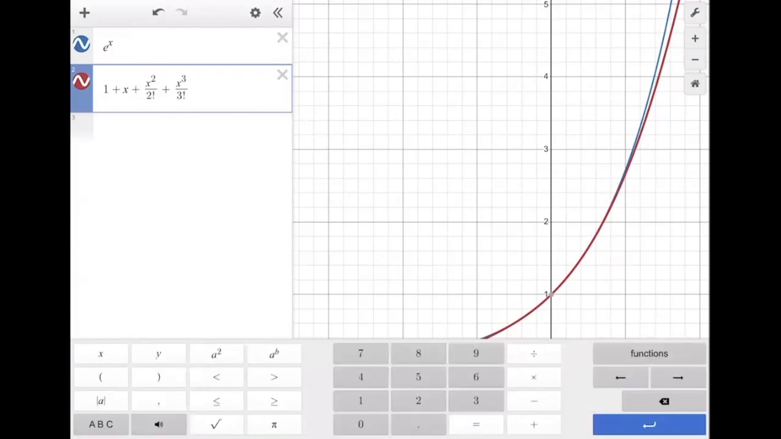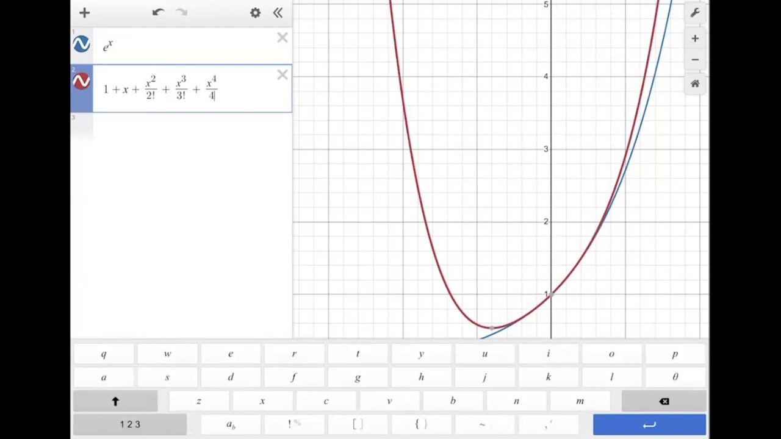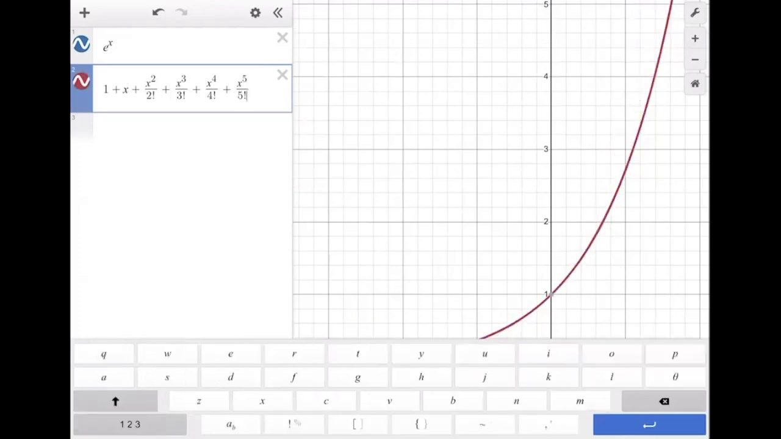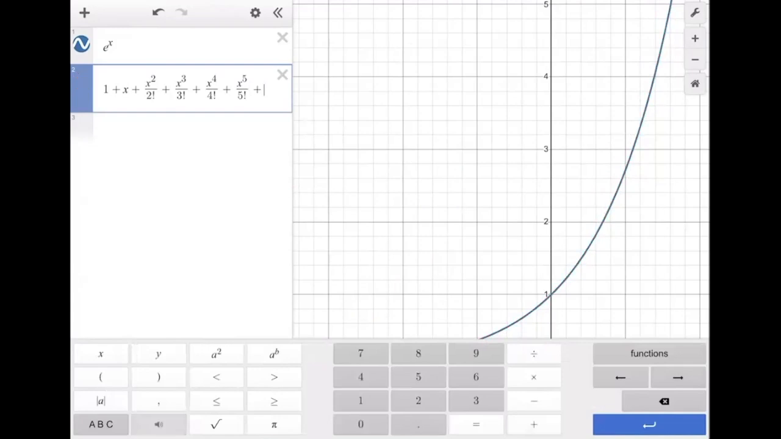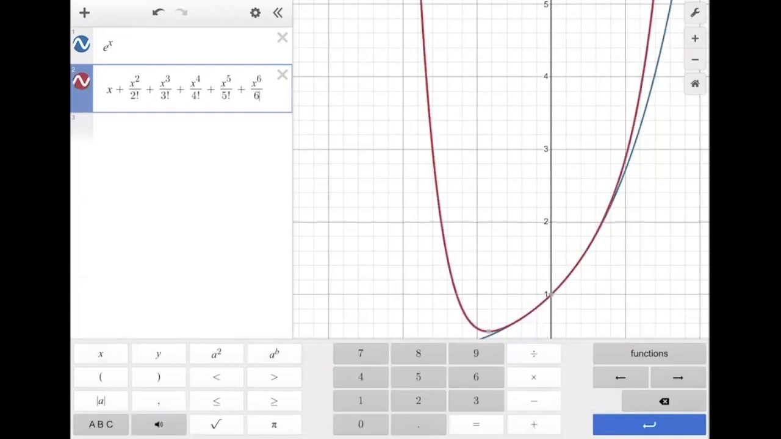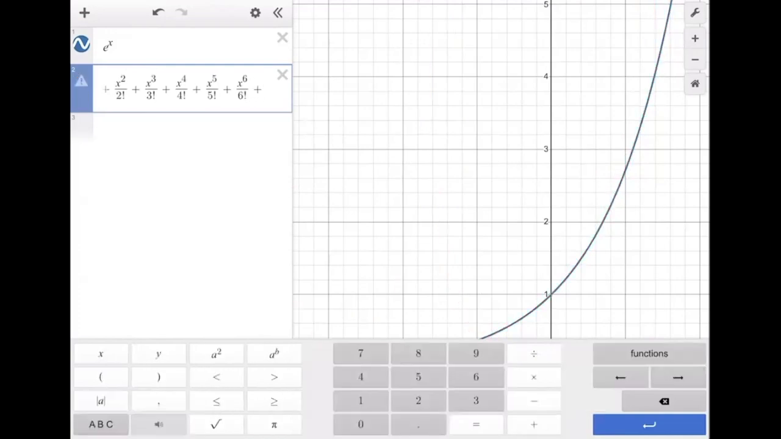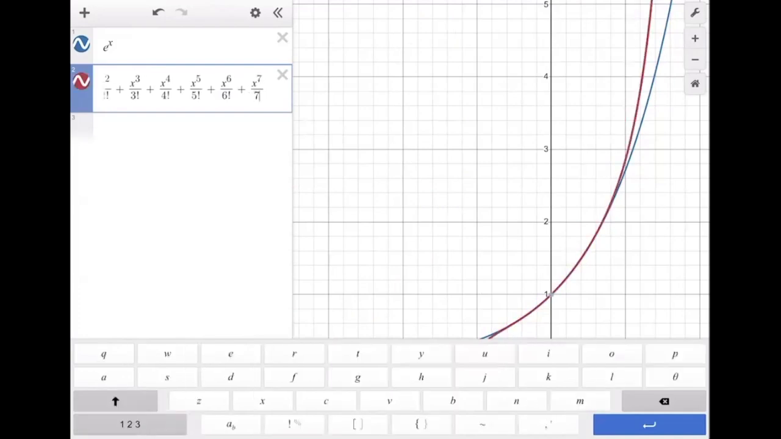So let me just go crazy. Let me add a couple terms. So x to the power of 4 over 4 factorial, plus x to the power of 5 over 5 factorial, plus x to the power of 6 over 6 factorial, plus x to the power of 7 over 7 factorial.